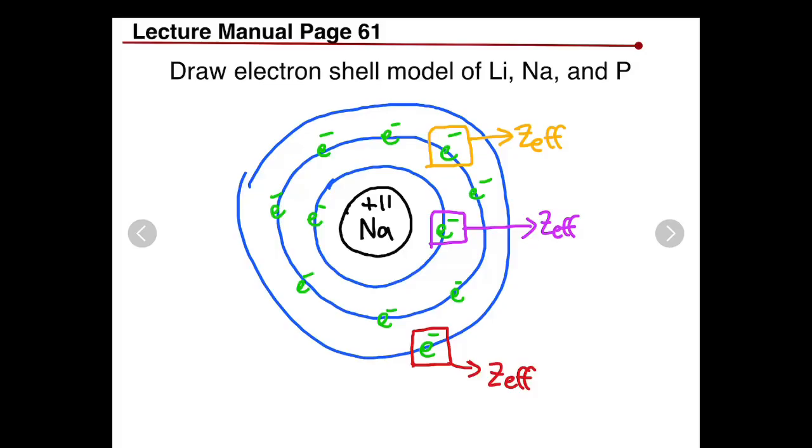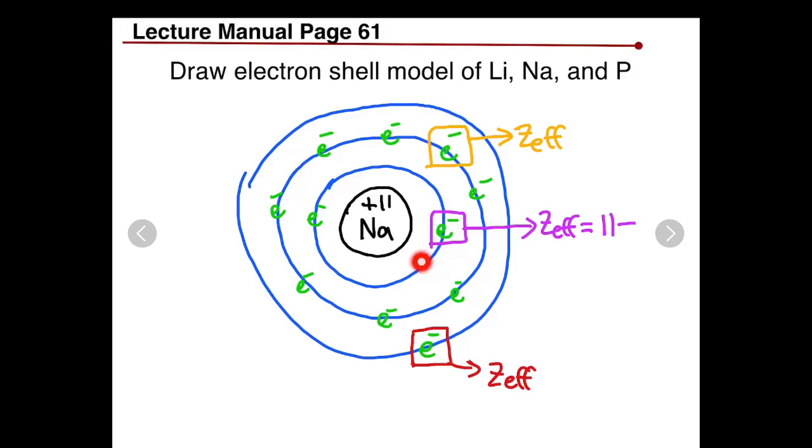All right, let's take a look at the first one. Okay, so effective nuclear charge of the first electron, how many is it going to experience? You are going to look at the number of protons. So there are 11 protons. Okay, so 11 minus shielding electrons.